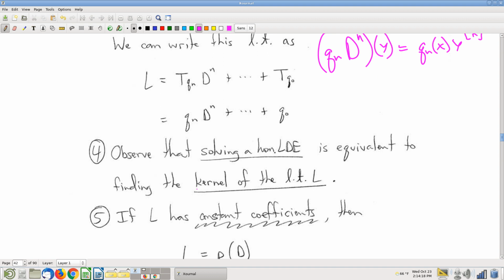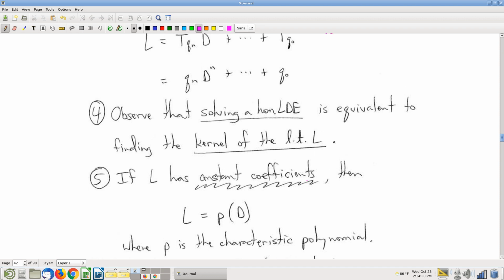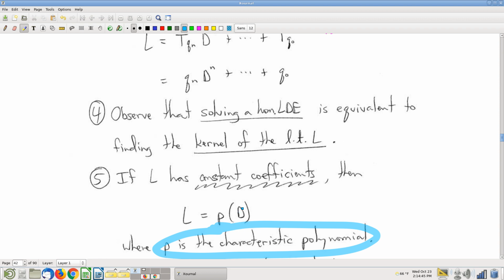We've already observed long ago that solving a homogeneous equation is looking for a kernel. So that's just a quick reminder. Now this next one is weird. This is weird for two reasons. I claim that our Chapter 4 linear differential operator L is the same as the characteristic polynomial applied to the D linear transformation.